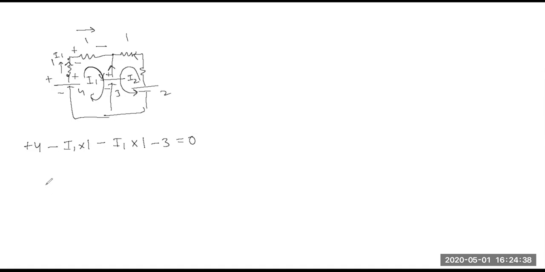Now if I do the same thing in the second loop, my direction of motion is anti-clockwise. So when I go anti-clockwise, I'm going from minus to plus, so I'll write down plus 2. Then I have reached the resistance. So plus to minus. I'm going anti-clockwise, remember. So plus to minus, again there is a decrease. I can write it as minus I2 into 1. Then again plus to minus, so again I'll write down minus I2 into 1.